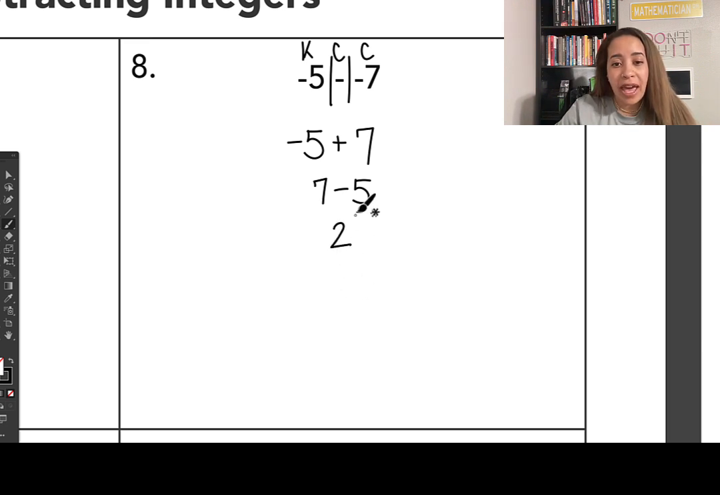We always go back to our addition problem to help us decide our final sign. And I do see that my higher absolute value is positive, so my final answer should also be positive. So this means that negative 5 minus negative 7 gives us a positive 2.